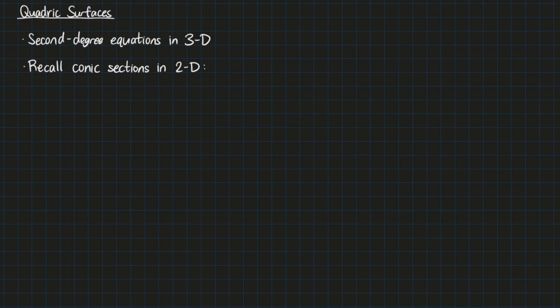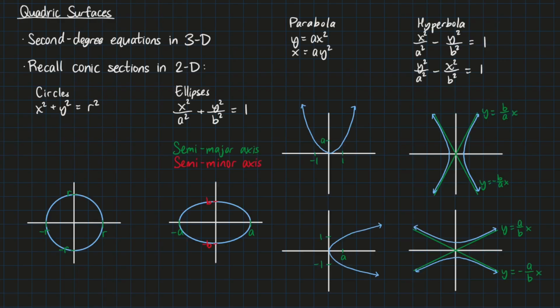Now we are going to talk about quadric surfaces. Quadric surfaces are second-degree equations in 3 dimensions. So we can have x squared, y squared, z squared. But first let's recall the conic sections in 2 dimensions, where we can have circles, ellipses, parabolas, and hyperbolas. So if we square x and y terms in 2 dimensions, we get these types of graphs.